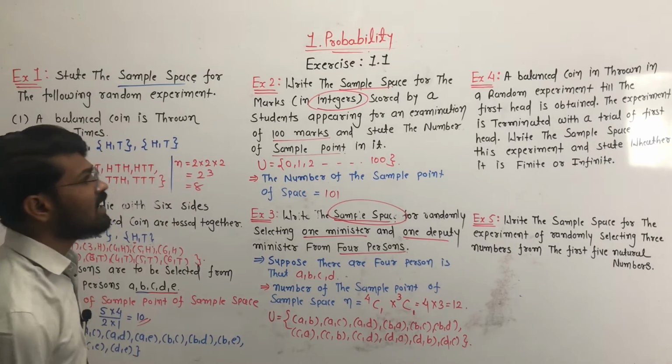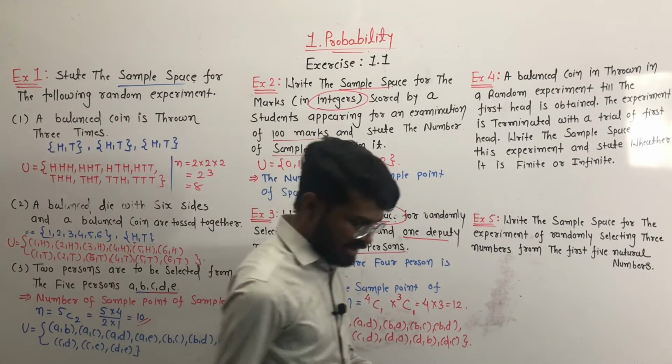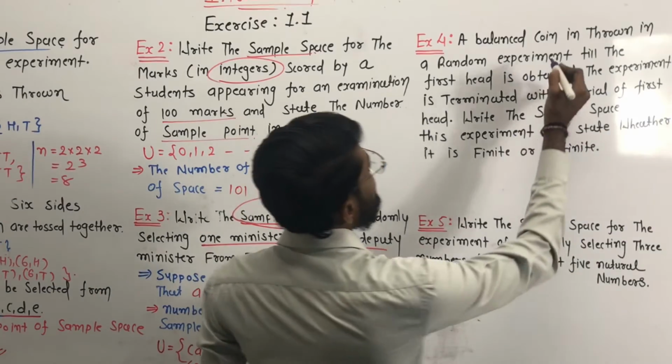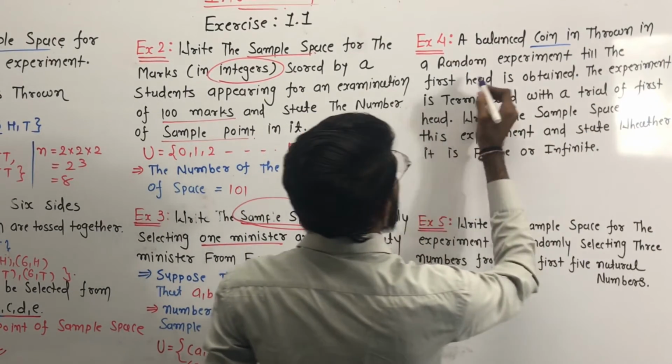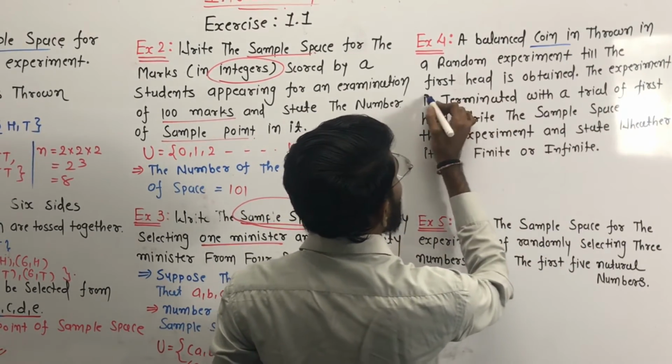Clear? Now we are coming to example number 4. Example number 4 is that a balanced coin is thrown in a random experiment till the first head is obtained.